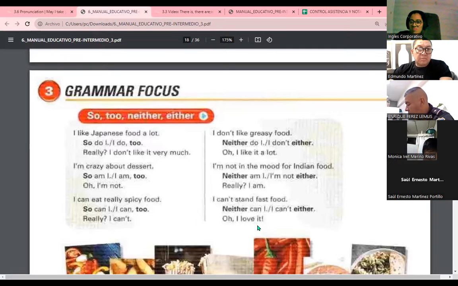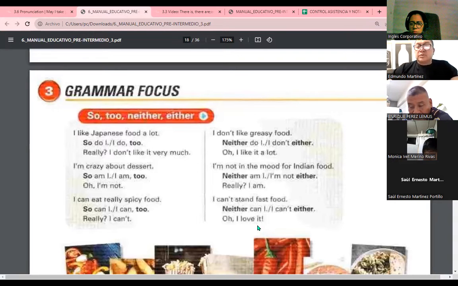¿Cómo digo? Neither do I. O, I don't. Neither. I don't either. Pero no se le olvide, ¿por qué no decimos I don't either? ¿Por qué no puedo decir yo I don't neither?